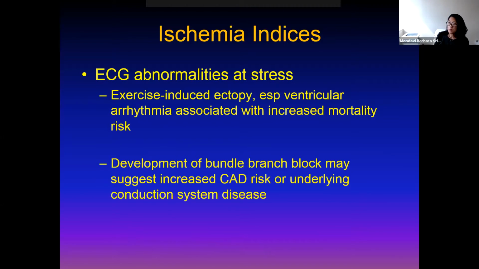Other abnormalities that can be seen with stress include ectopy, particularly when there are ventricular arrhythmias, which is associated with increased mortality risk. And development of bundle branch block could suggest underlying coronary disease, but it also may suggest just underlying conduction system disease.